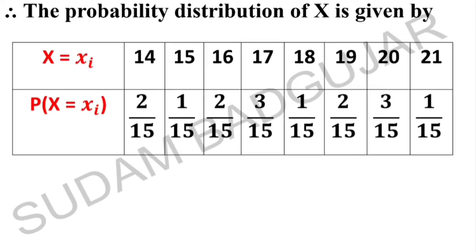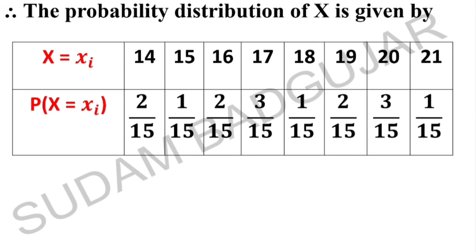So their probabilities are: x is equal to xi, and their respective probability P of x is equal to xi. What are the values of x? 14, 15, 16 up to 21. If x is 14, how many students are there? 2, and their probability is 2 by 15. If x is 15, number of students is 1, meaning 1 by 15. So you will get these corresponding probabilities.